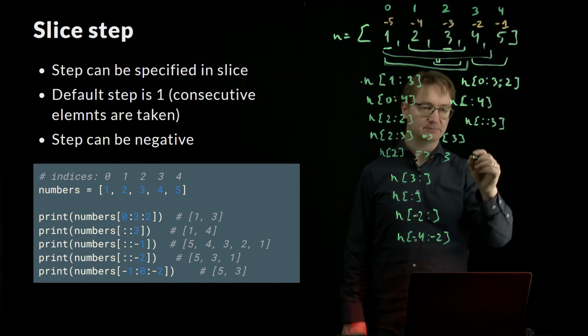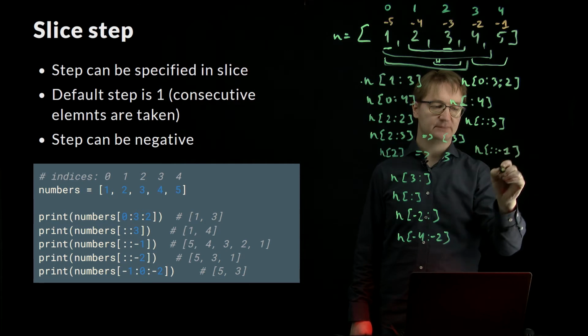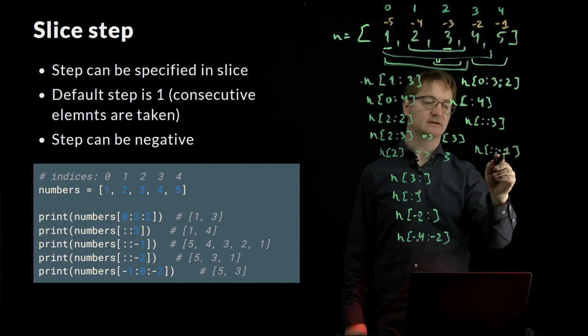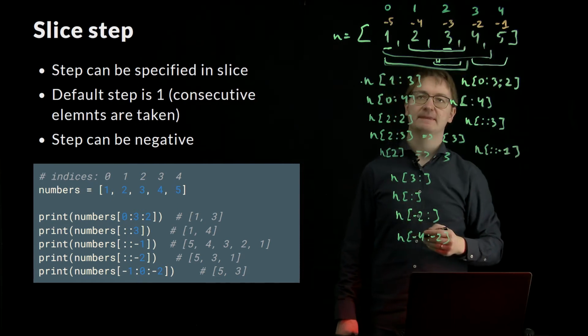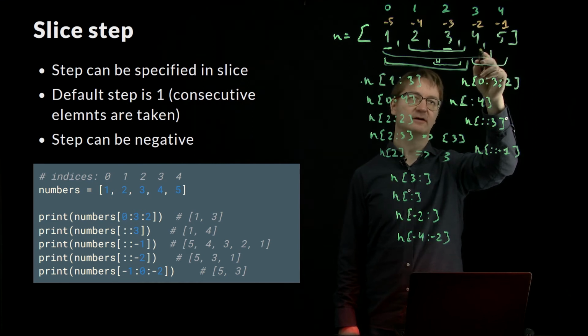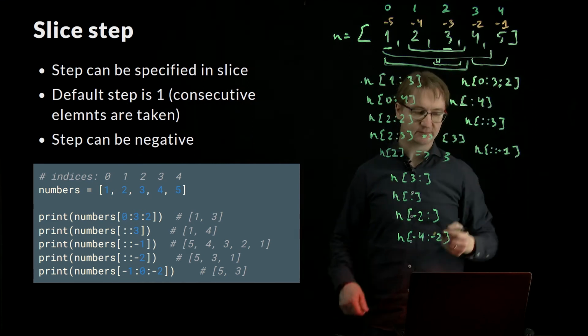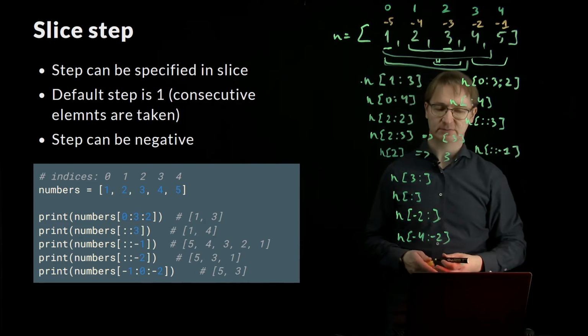The step can be negative. For example, if we write -1 here, then we take every element but in the backwards direction. So basically we start from 5, 4, 3, 2, 1. So if you want to reverse the list, then it's quite a nice way to do that.